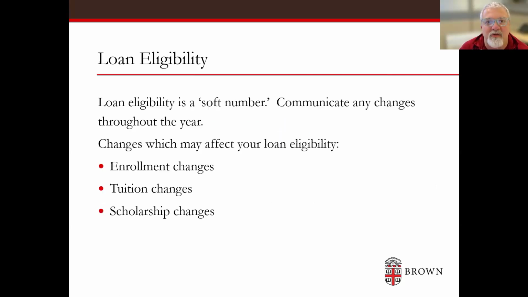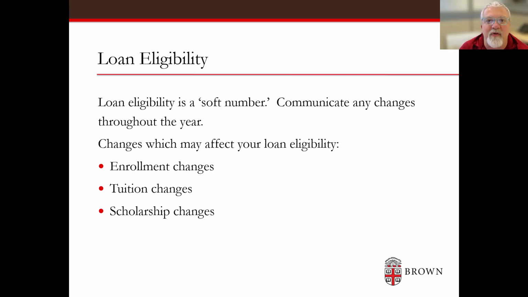Fran, if you don't mind, going to the next screen. Loan eligibility is a soft number, so communicate any changes throughout the year. What we mean is, if you decide to change a course, or go from two classes to one, and you drop a class, that's going to affect your enrollment pattern, and that is going to affect your status as far as full-time, less than full-time, or less than half-time. That's going to affect what you can borrow.